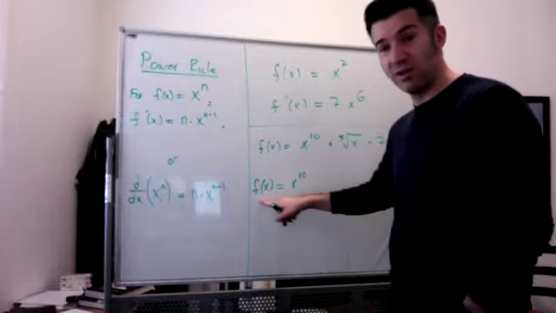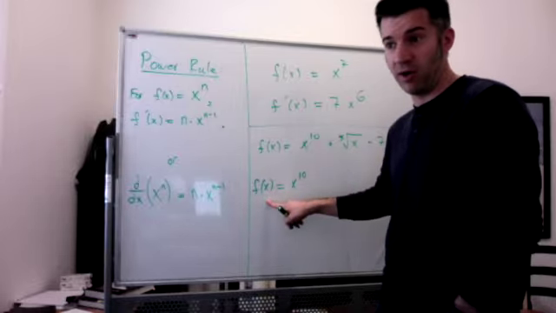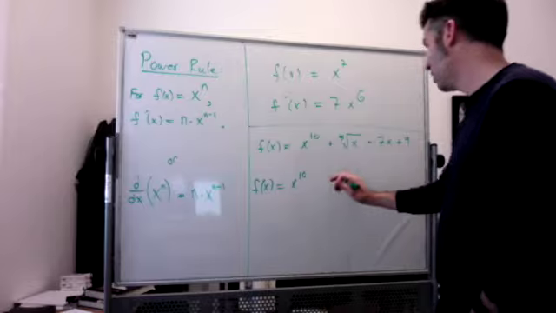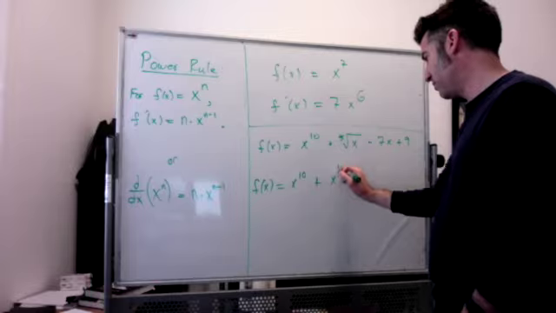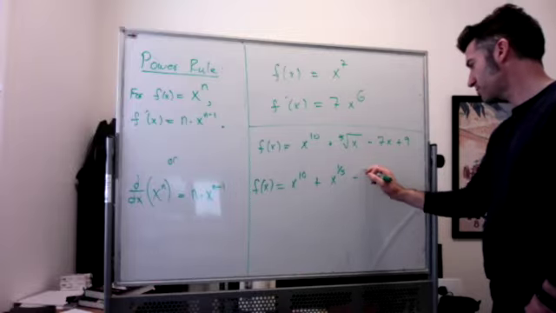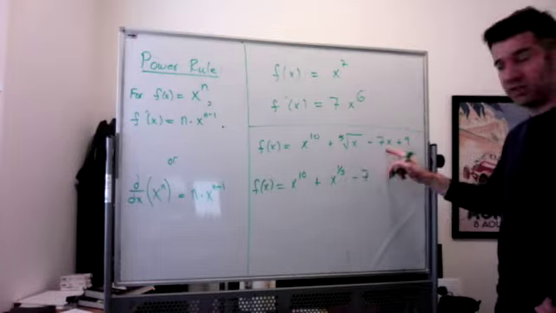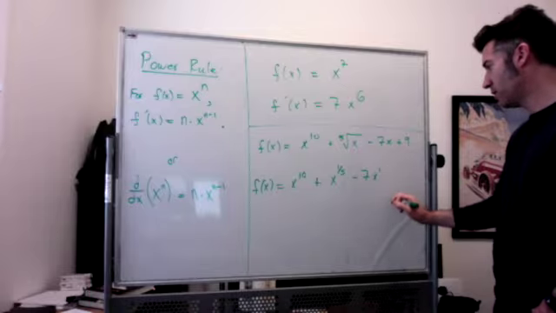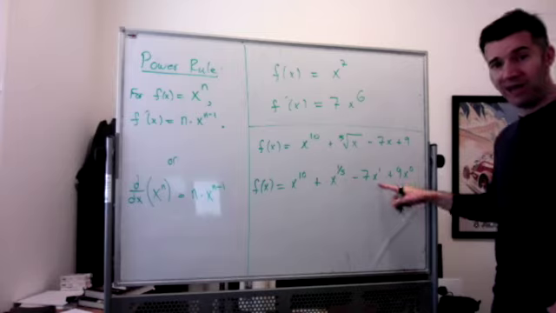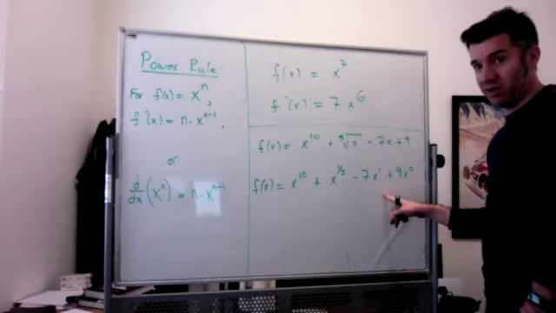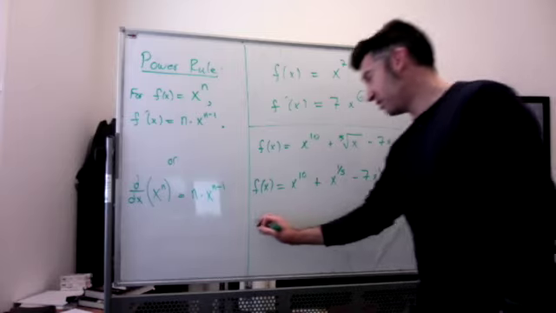Notice I'm not writing the derivative because I'm not taking the derivative. I'm writing the function because I'm just rewriting the function. The fifth root of x is x to the 1/5 power. You can write this as x to the first if you want, and you could write this as 9 times x to the 0 if you wanted. I don't think either of these are necessary, but I want you to know that you can do it. So now let's take the derivative.